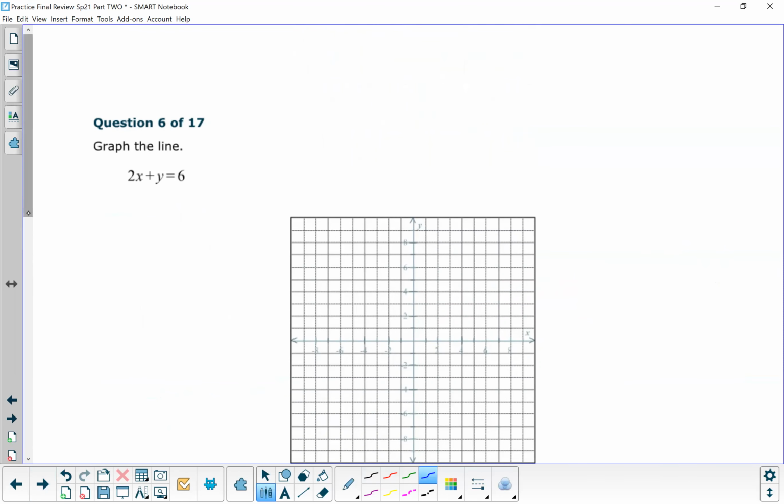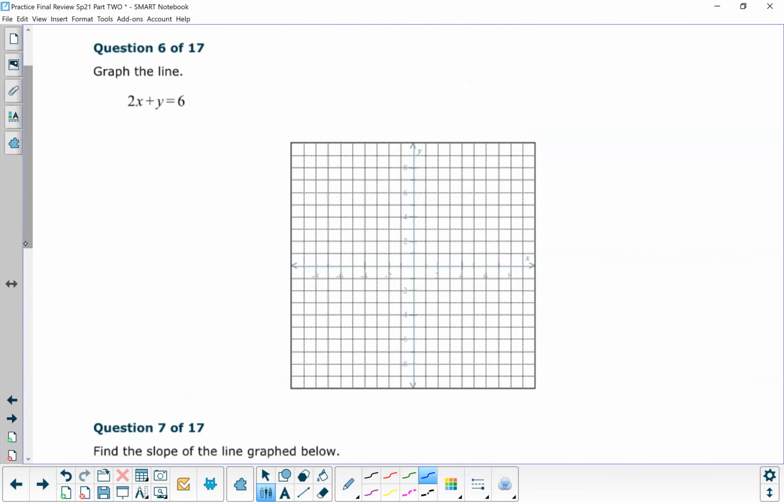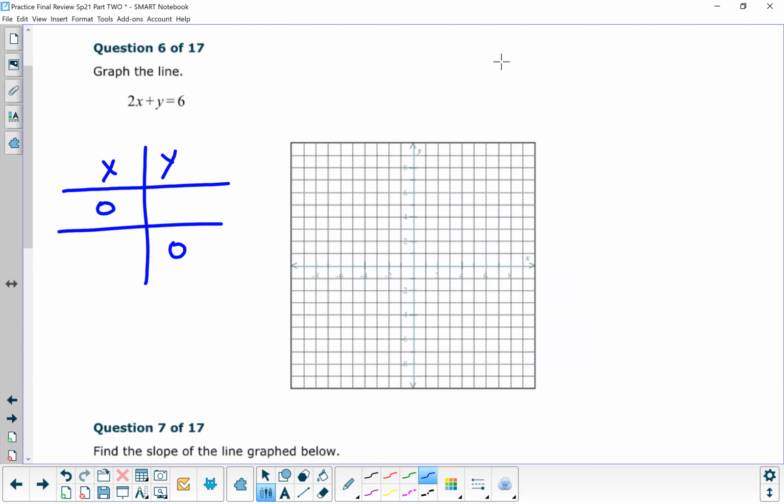All right, this time we're going to graph the line. And notice how here the equation of the line is written in standard form. And whenever I see that, I oftentimes prefer to use my intercepts in order to graph. So I'm going to set up my table for my intercepts. So for the first one, I'll do 2x plus 0 equals 6, which means 2x equals 6. Divide both sides by 2, and we'll get x is 3.